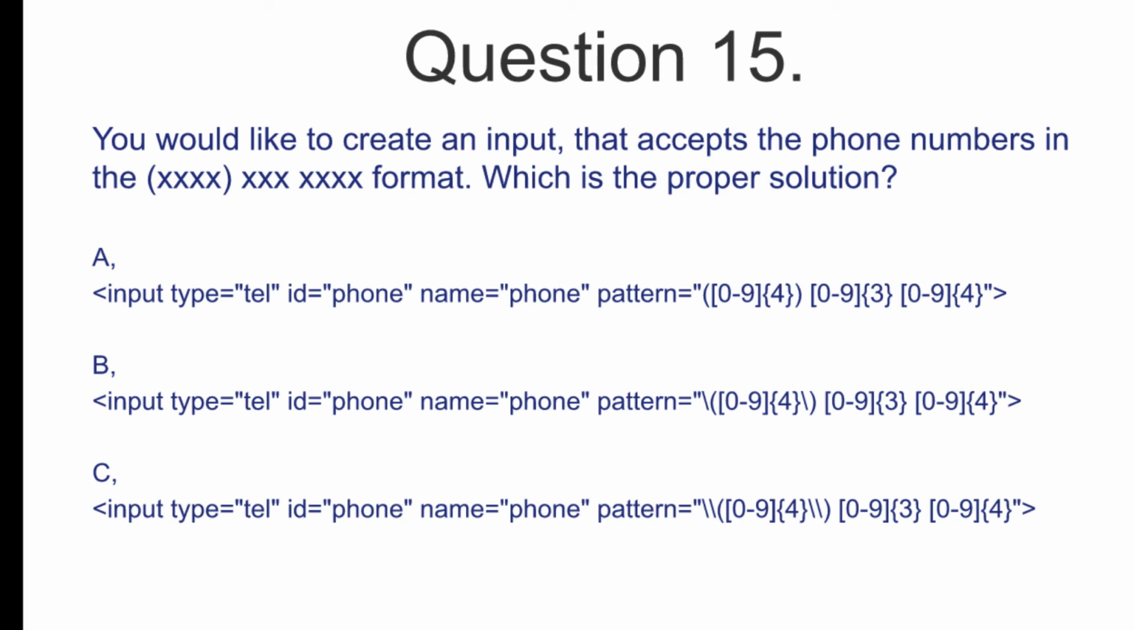So we're looking for an input type for the telephone input type, and then we're matching the pattern that we're looking at for the phone number. So A with its pattern matching solution, B the input with its pattern matching solution, or C with its pattern matching solution for the input field. So which is the correct pattern, A, B, or C, that's going to match the format?